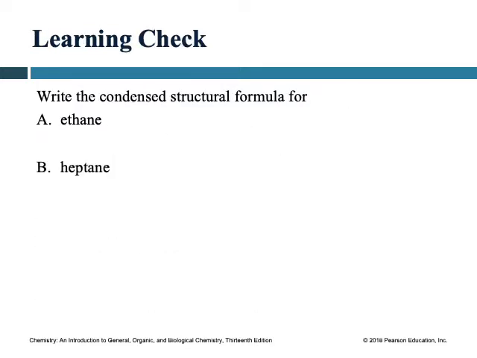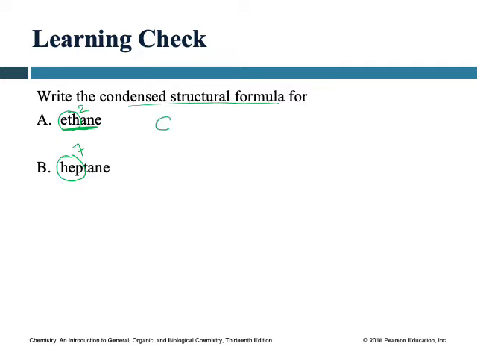So this is the second learning check. Write the condensed structural formula for ethane. We don't know what ethane is, but we already know what "eth" means. How many carbon do we have if I say eth? Can I say 2? If I say hept, how many carbon do we have? 7. So if we already know how many carbon we have in each of them, we can make a condensed structural formula. Yes. So let's make it for ethane.